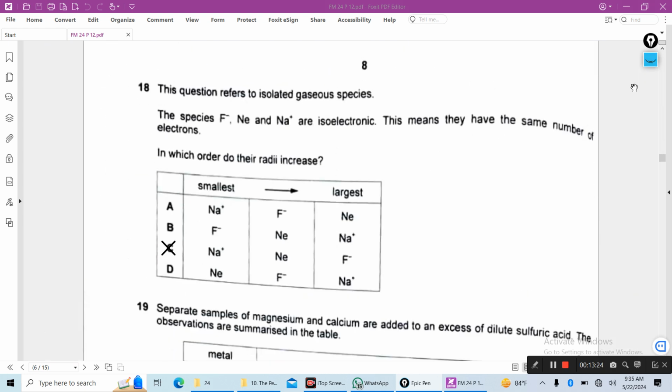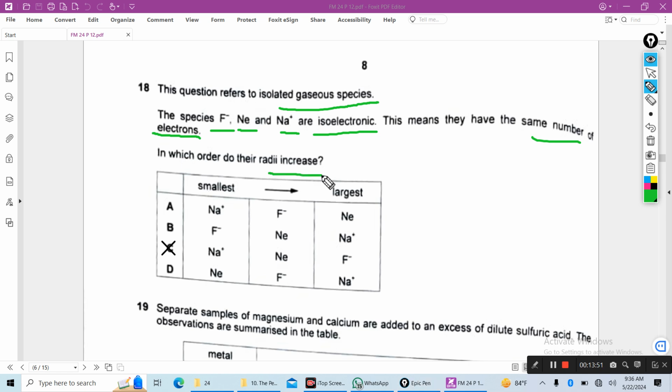Number 18, this question refers to isolated gaseous species. The species fluoride ion, neon, sodium ion are isoelectronic, and isoelectronic means same number of electrons. This means they have the same number of electrons. In which order do their radii increase? Radii means radius increases.